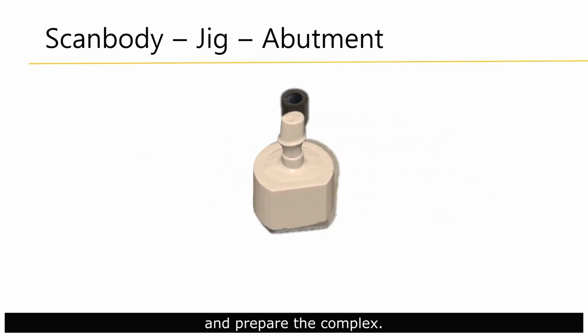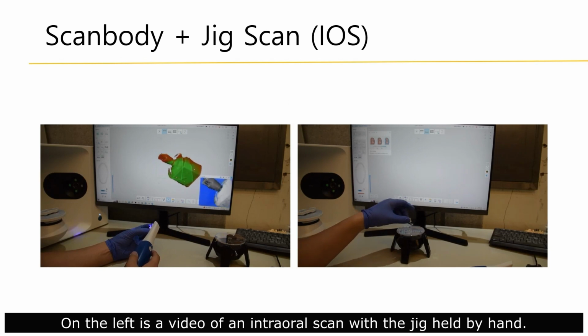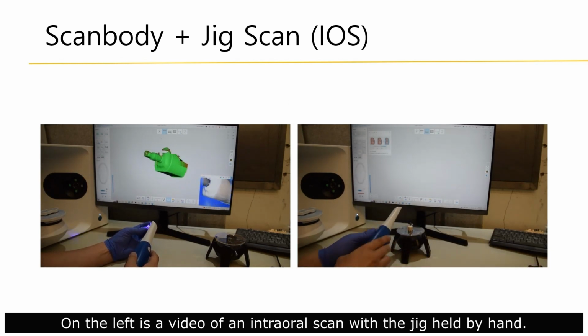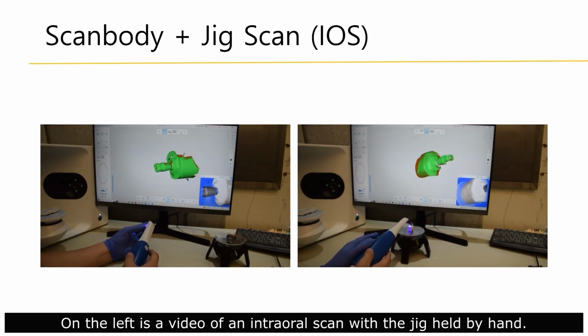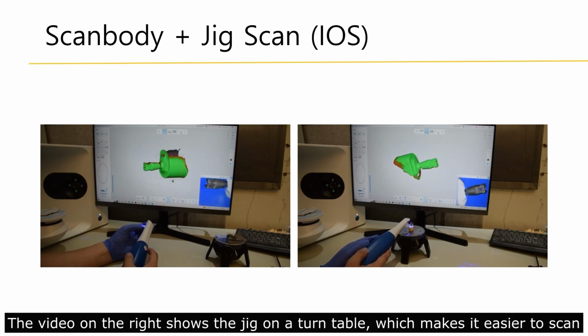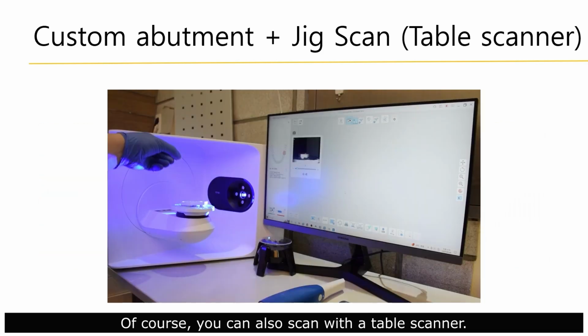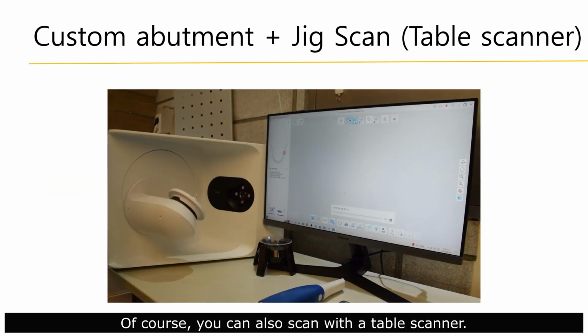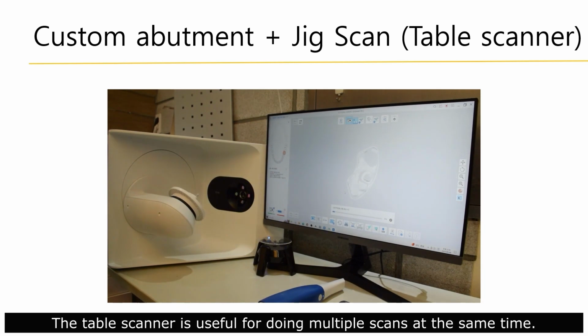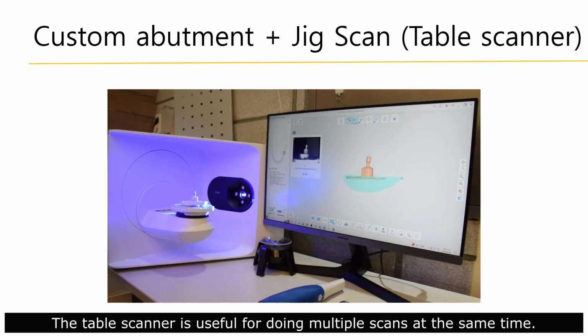Every time I machine another point, I connect it to the jig, scan it, align it with the jig, and prepare the complex. On the left is a video of an intraoral scan with the jig held by hand. The video on the right shows the jig on the turntable, which makes it easier to scan. Of course, you can also scan with a table scanner. The table scanner is useful for doing multiple scans at the same time.